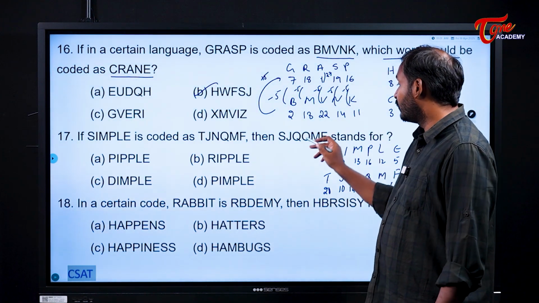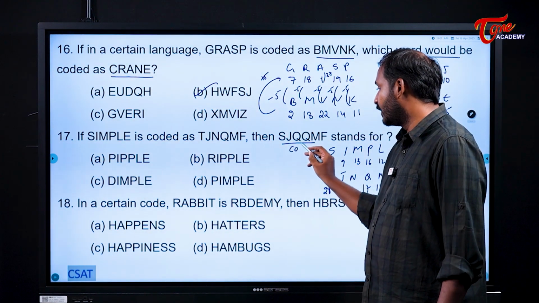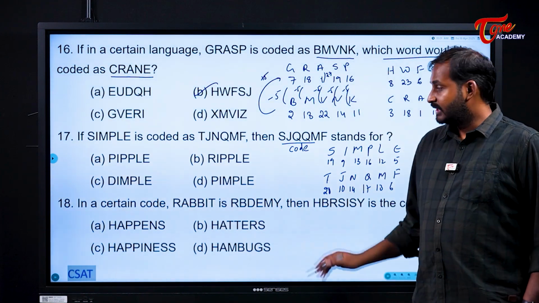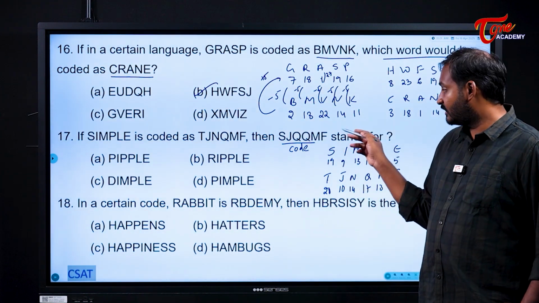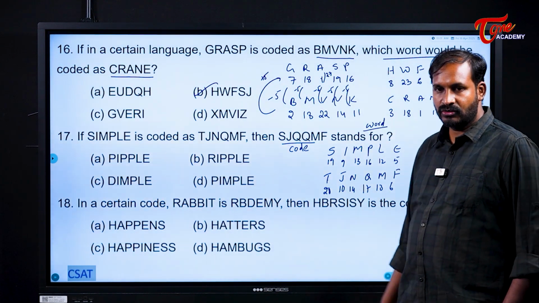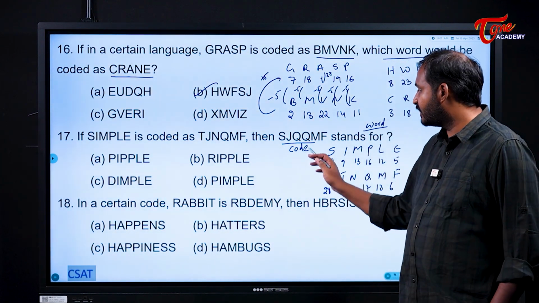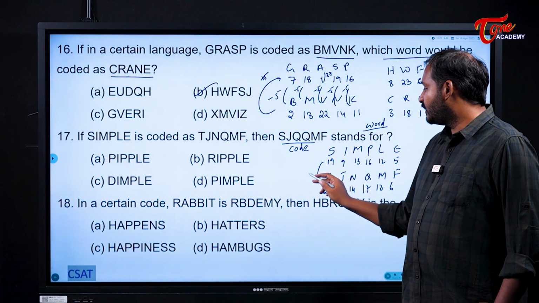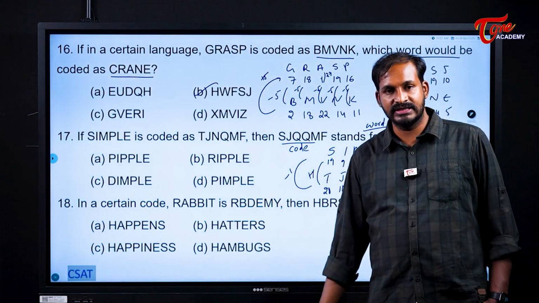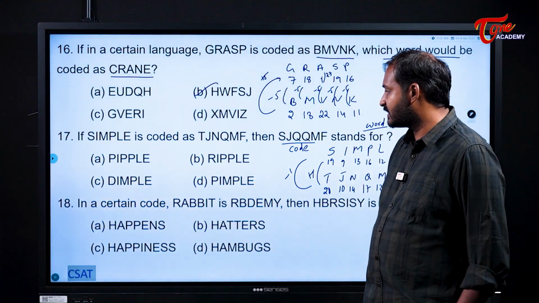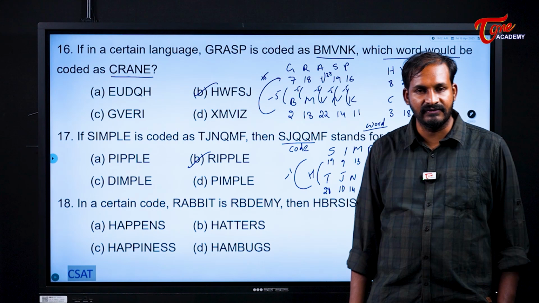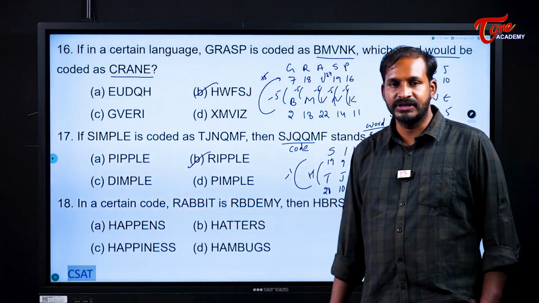Okay, this is what for us? This is the code and we need to find the word. Actually, we need to find the word in this case. So now what happens to this one? Please observe here. From here to here, if it is plus 1, from here to here it will become minus 1. So S is the 19th alphabet, minus 1 means R. With the help of the first letter itself, we can tell our answer here as option B.